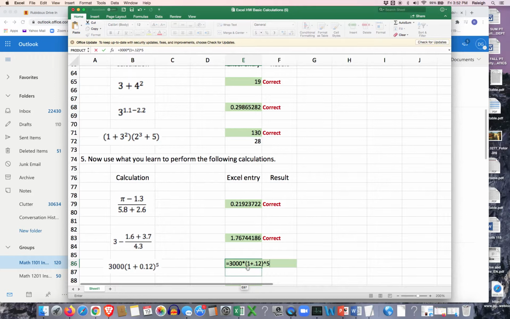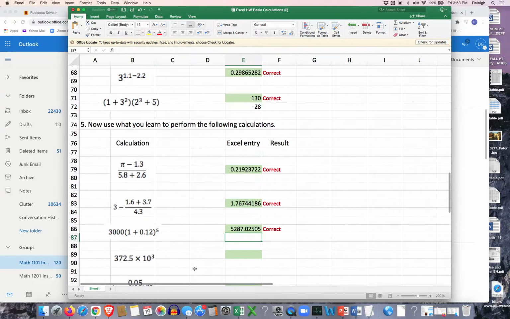3,000 to the 5th power would be some huge number, undoubtedly in the trillions or quadrillions. So if you get a number that's way too large, you've made a mistake. There's a kind of a clue there for you. So hit return. That seems about right. This is like 12% simple interest per year for 5 years. Takes your $3,000 up to over $5,000.